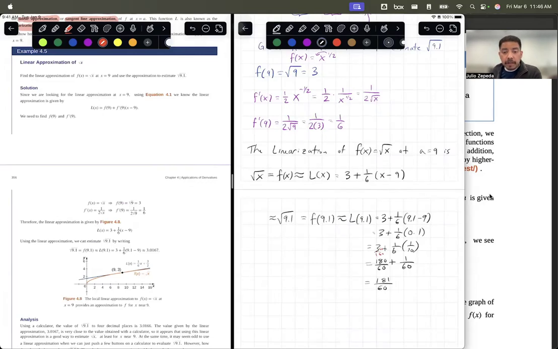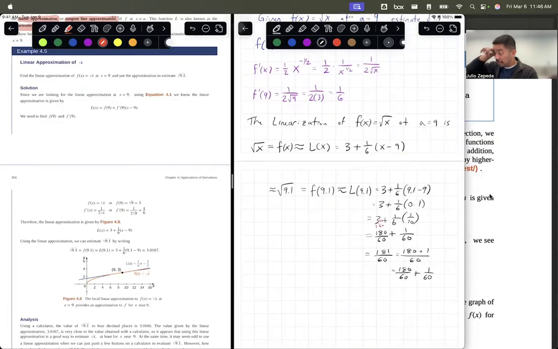So this fraction here approximates the value of the square root of 9.1. Now we could kind of further simplify this. This is 180 plus 1 over 60. We know that 180 is divisible by 60. Maybe I should have, I was trying to find a way to find this number in a nice way, but 1/60th, what is that equal to? Well, maybe we should revert back to here.